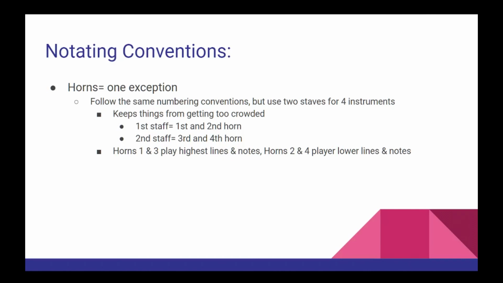In this case, horns 1 and 3 typically play the highest lines, while horns 2 and 4 perform the lower lines. Note how this means that horn 3 typically performs higher notes than horn 2. Again, this is just for practical reasons, to keep everything as easy to read as possible.